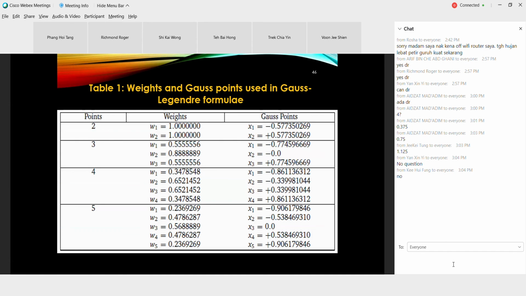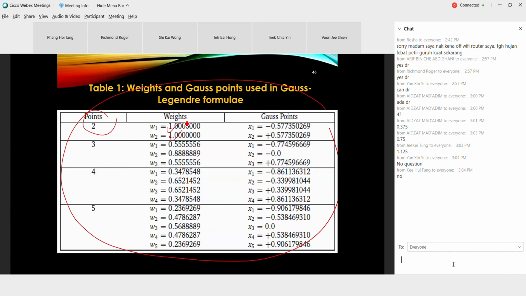In general, to make this easy to solve, whenever you want to use Gauss-Legendre, you just need to refer to this table. If you use 2 points, the weightage you need to multiply by is only 1.